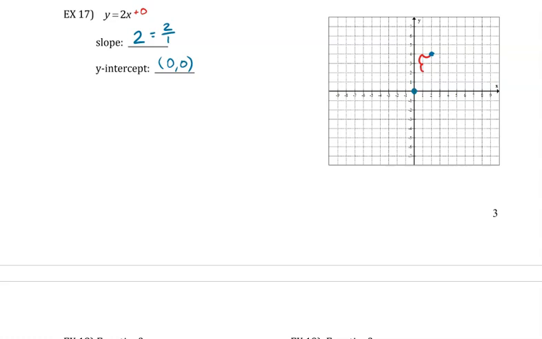Next one down. Oops. If I can erase just the red, there we go. And then we go ahead and draw our line through those points.